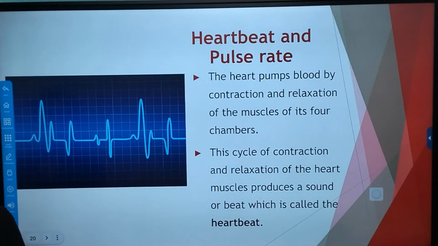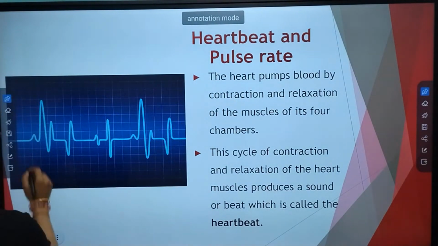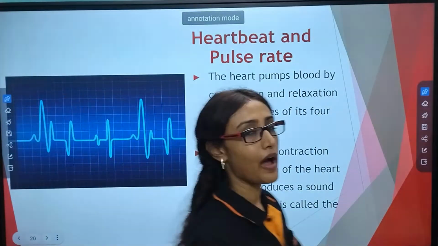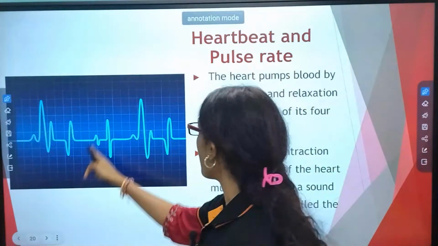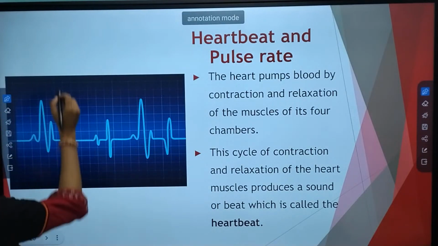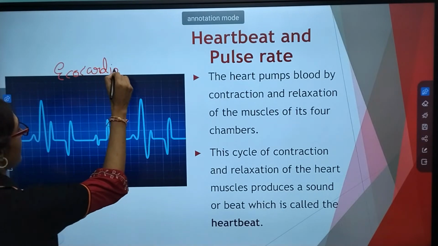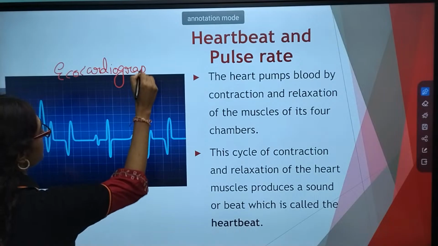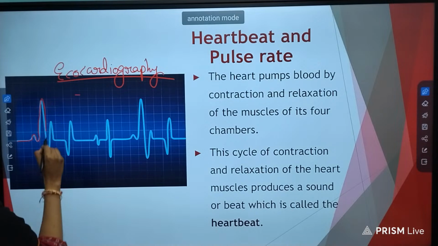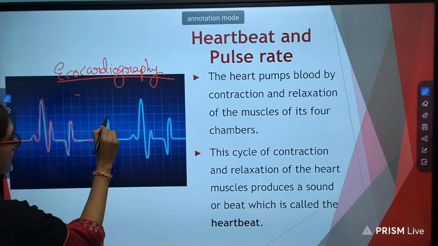Okay. Now, what is heartbeat and what is pulse rate? You might have seen this kind of diagram sometimes, or maybe you haven't seen. This is our heartbeat. This thing that you are seeing is known as echocardiography. This wave shows whether your heart is working right or wrong.